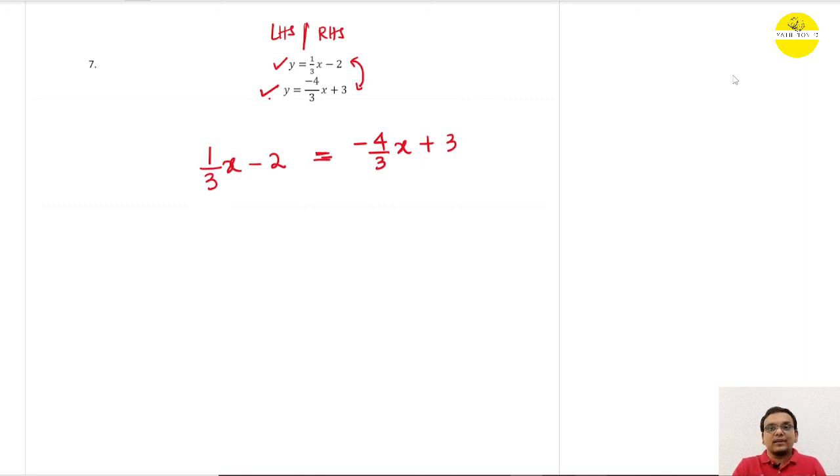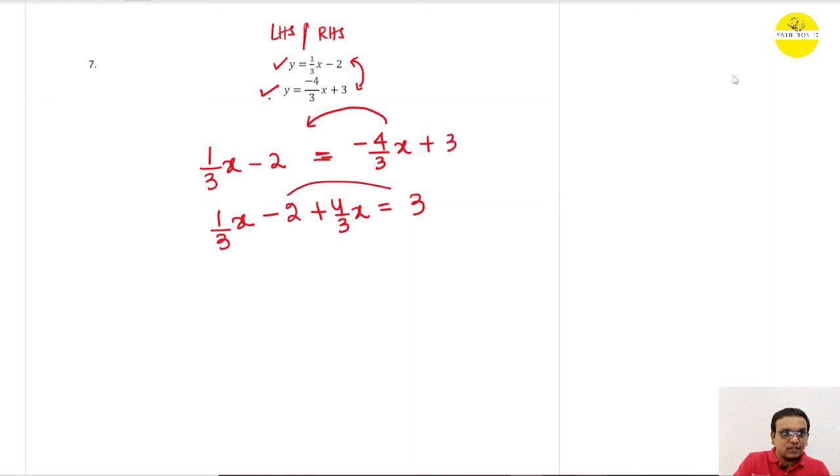Now I will try to bring all the x terms to one side. If I bring this minus 4 over 3 x to this side, I hope I'll get like this: 1 over 3 x minus 2 plus 4 over 3 x is equal to 3. Got it? Now if I take this minus 2 to this side, tell me, are you getting like this? 1 over 3 times x plus 4 over 3 times x is equal to 3 plus 2.